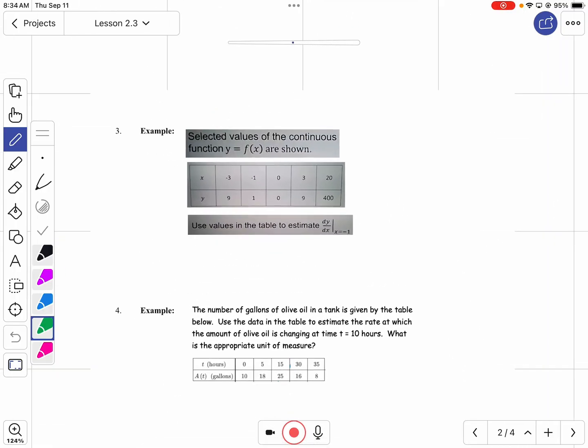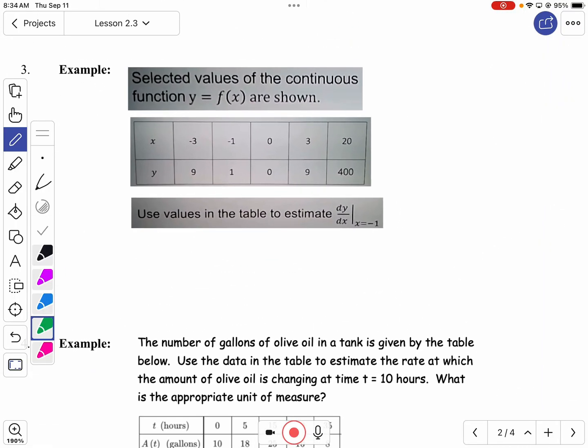Oh, there it is. I was like, where's my example? What's different about this one? Yeah, they actually give me an ordered pair for -1. If they do that, then I'm going to use the 2 ordered pairs that are closest to -1. If -1's there, I'm going to use it. So instead of using -3 and -1, -1 and 0 are much closer together. Those are the 2 points I'm going to use. So you always want to choose the ones that are closest together.